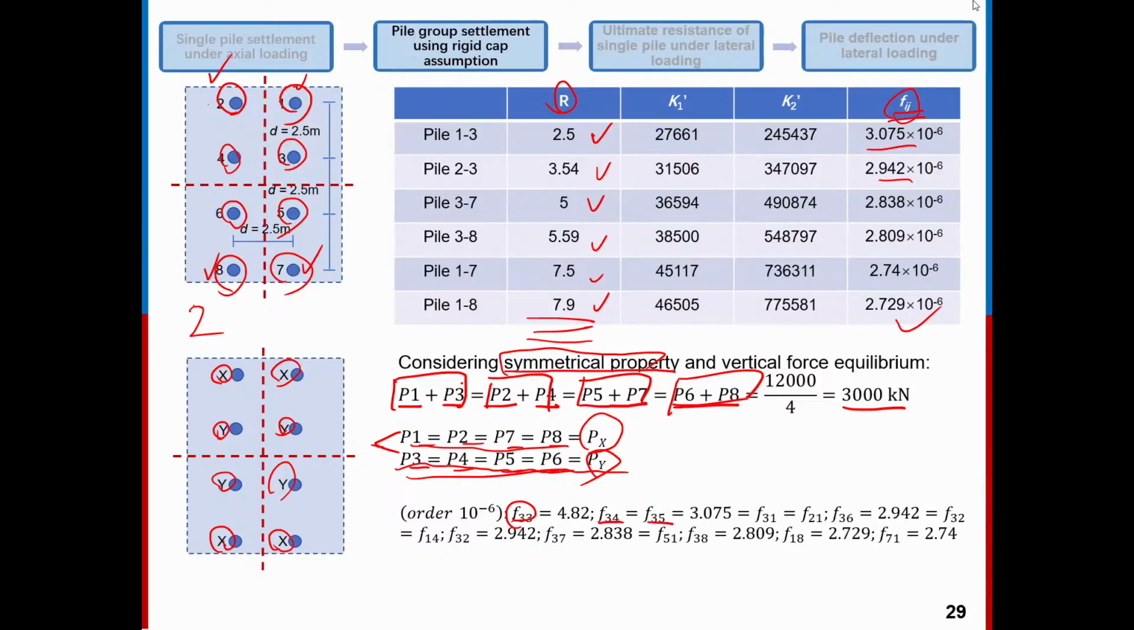4, 3, 4, 5, 3, 5, 3, 4, 3, 5, the distances are the same, right? And 1, 3, 1, 2, 1, 2, 1, 3, the distances are the same, okay? R here for these 4 influence factors is equal to 2.5 meter. So these 4 parameters are the same, okay? These 4 parameters are the same, okay? Just show you as an example.